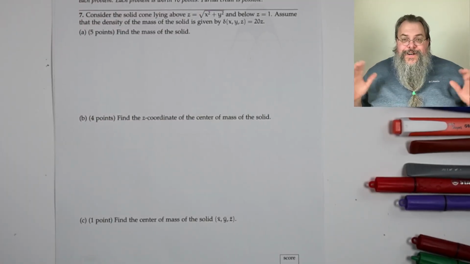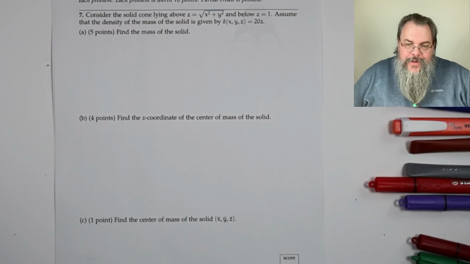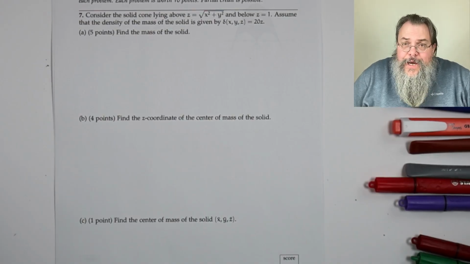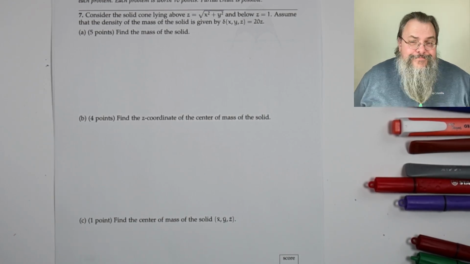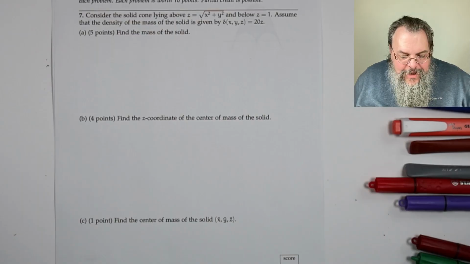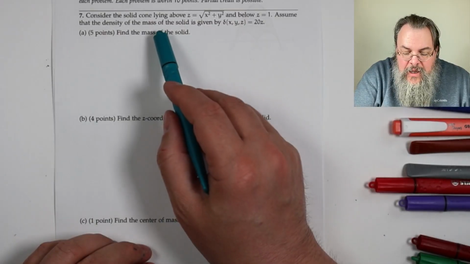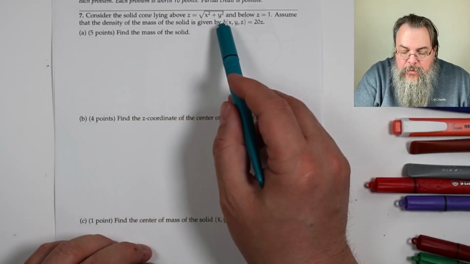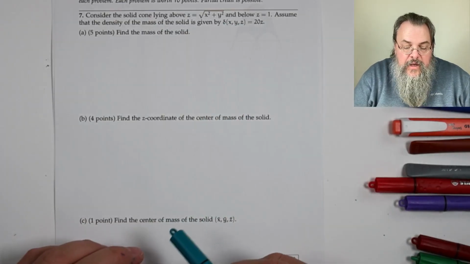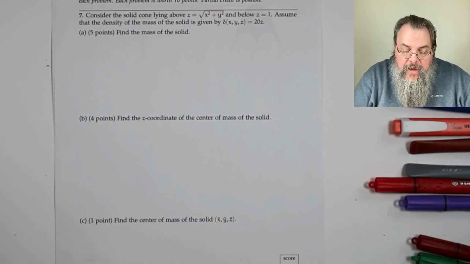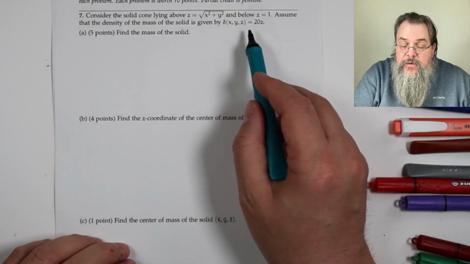Okay, long answer problems. Well, hopefully not too long. We still have time, but we don't want to take too much time. We want to save some time to review, right? Yeah. Number 7. Consider the solid cone lying above z equals root x squared plus y squared and below z equals 1. Assume that the density of the mass of the solid is given by delta xyz equals 20z.